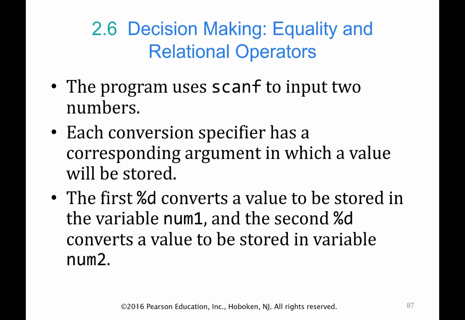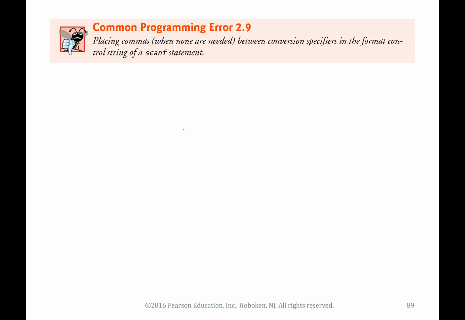So again, this just covers the same thing I talked about. Placing commas when none are needed between conversion specifiers. In other words, as I mentioned, the %d space %d, you don't put a comma there. And when you run it, you don't put a comma there. That's it.